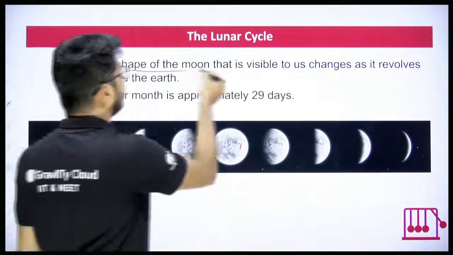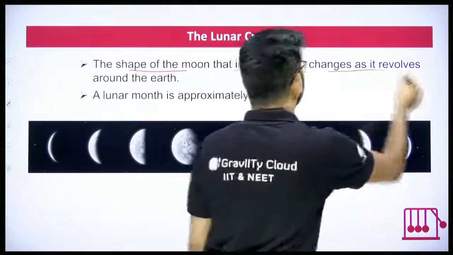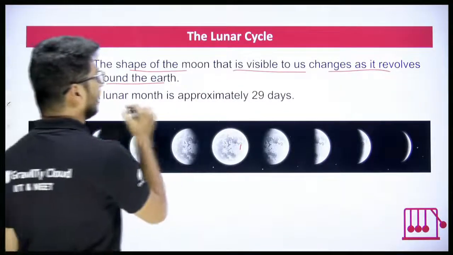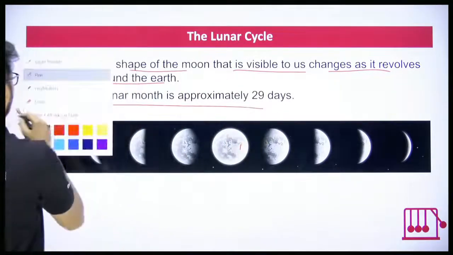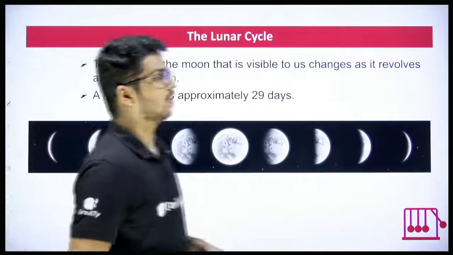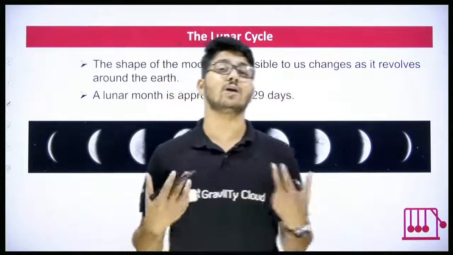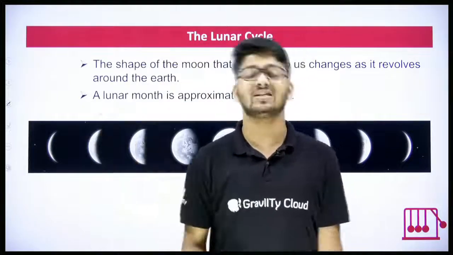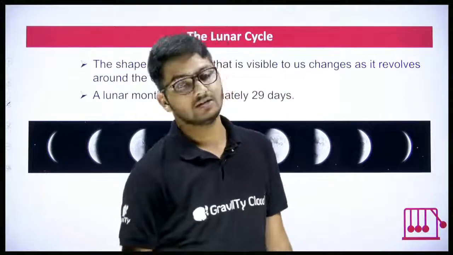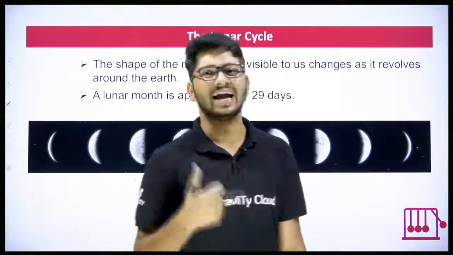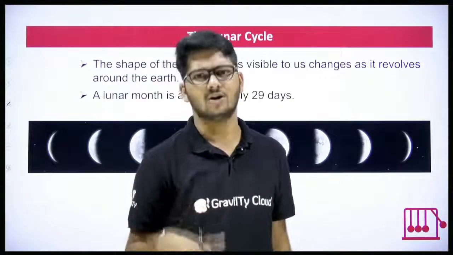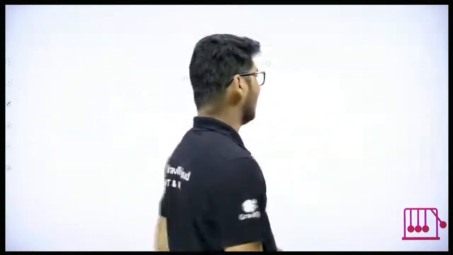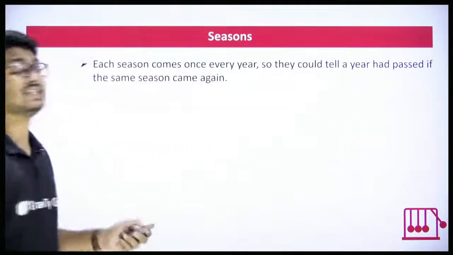So the shape of the moon that is visible to us changes as it revolves around the earth. And a lunar month is approximately how many days? 29 days. So people also used to measure time in terms of lunar months: 1 lunar month, 2 lunar months, 3 lunar months, and so on. So they had the sunrise and sunset or day-night cycle, they had the lunar month, and they also had seasons.